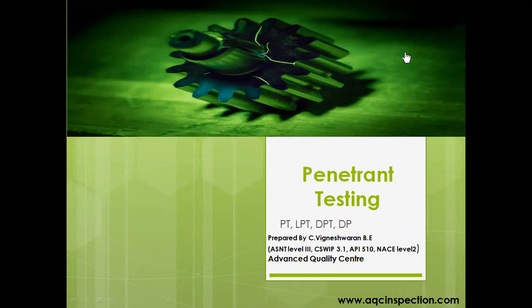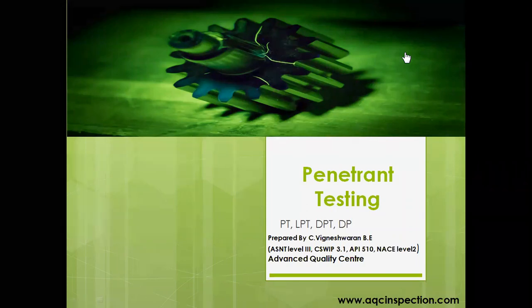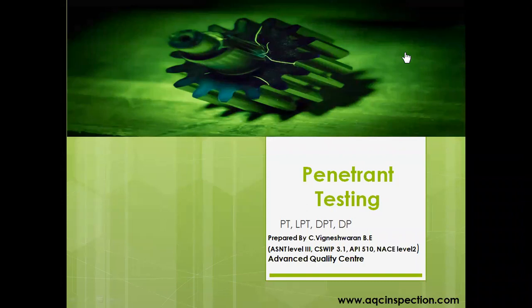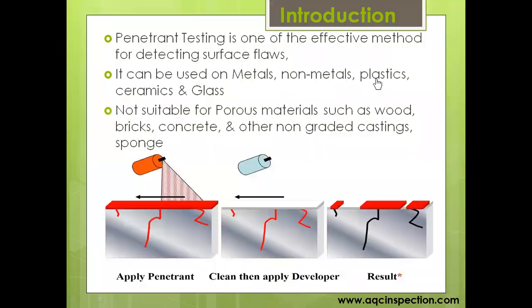Now we are going to discuss liquid penetrant testing. It is also sometimes called penetrant testing or dye penetrant testing. Liquid penetrant testing is one of the effective methods for surface defect detection. It can be used on metals, non-metals, plastics, ceramics, or glasses. But it is not suitable for material with porous surfaces, such as wood, bricks, or concrete, and also other non-graded castings, such as cast irons with large grain structures.